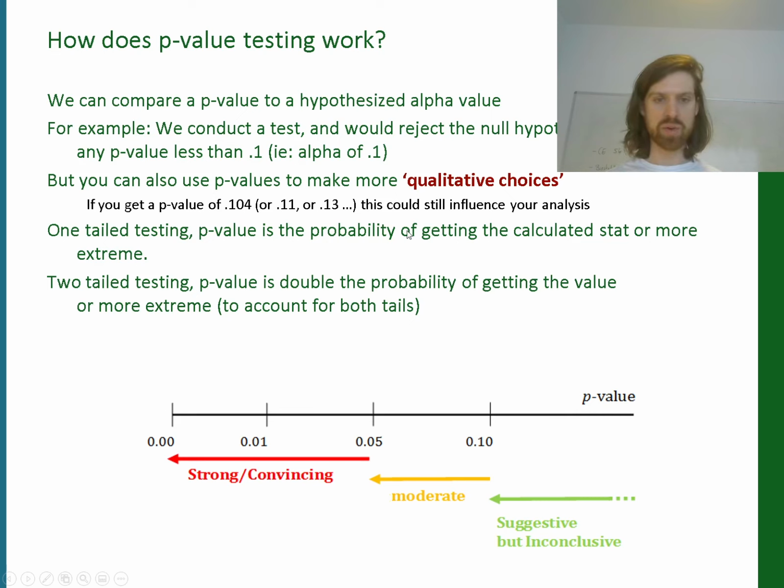One-tailed testing, the p-value is a probability of getting the calculated statistic, or more extreme. That's fine, we've covered this already. And then the reciprocal of that is that in the two-tailed testing, the p-value is double the probability of getting the value, or more extreme. Okay, remember, because we're working in both tails of the distribution.